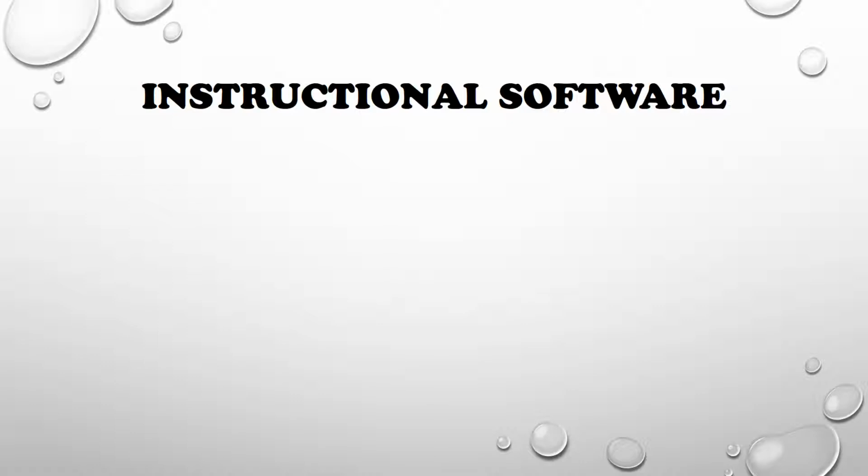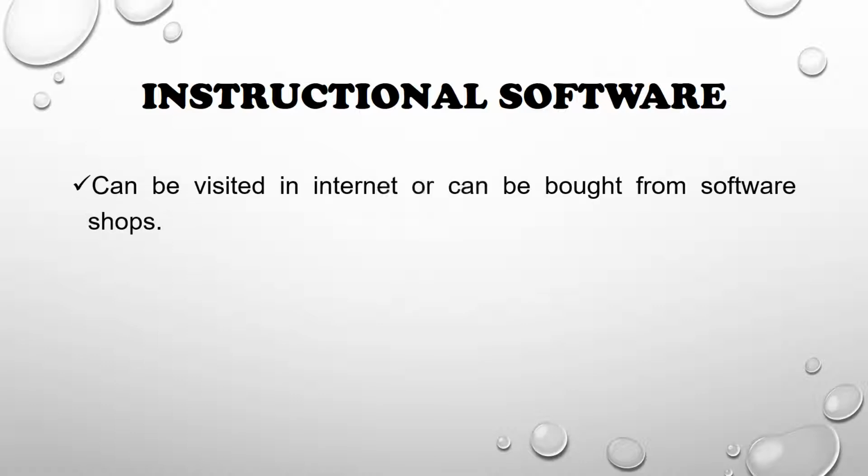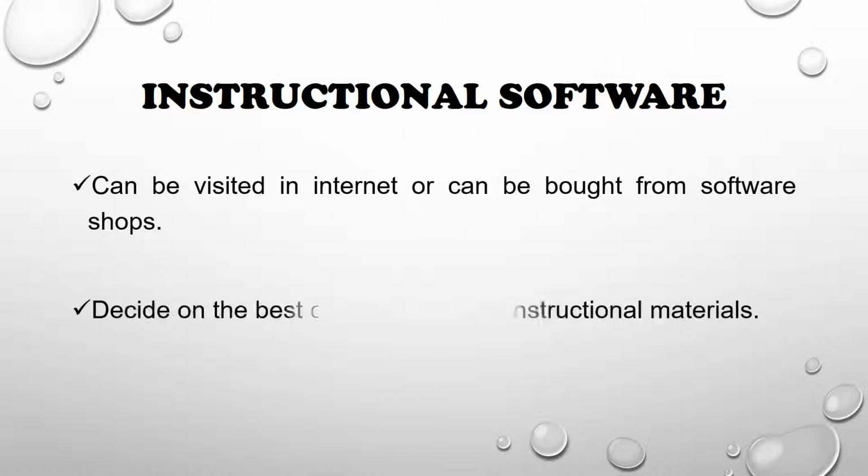Have you heard the word instructional software? Okay, instructional software can be found on the internet or can be bought from software shops. It can be decided on the best computer-based instructional materials. An example of instructional software is an app used by private schools to practice their students and at the same time have fun doing their activity because it looks like a game. It is installed in a CD and each game has a corresponding lesson based on its book. This CD or application is called TechKids.